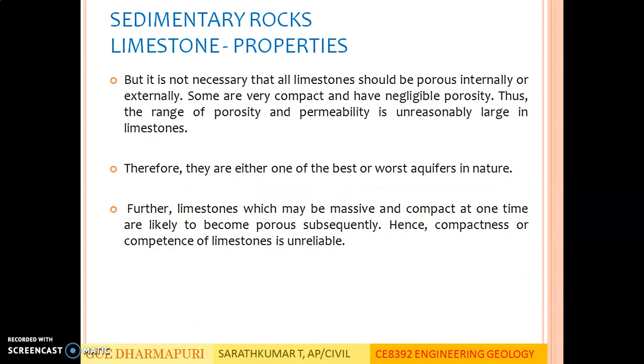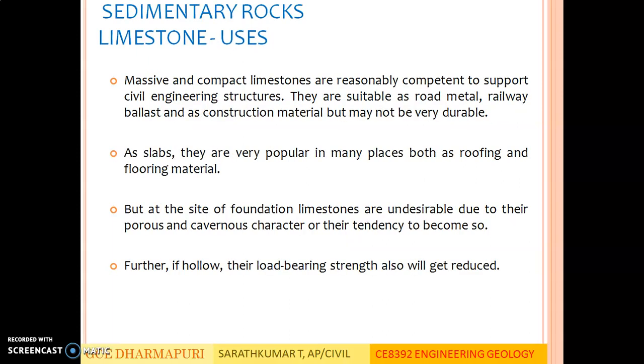But it is not necessary that all limestone should be porous internally or externally. Some are very compact and have negligible porosity. Thus, the range of porosity and permeability is unreasonably large in limestones. Therefore, they are either one of the best or worst aquifers in nature. Further, limestones which may be massive and compact at one time are likely to become porous subsequently. Hence, compactness or competence of limestones is unreliable.